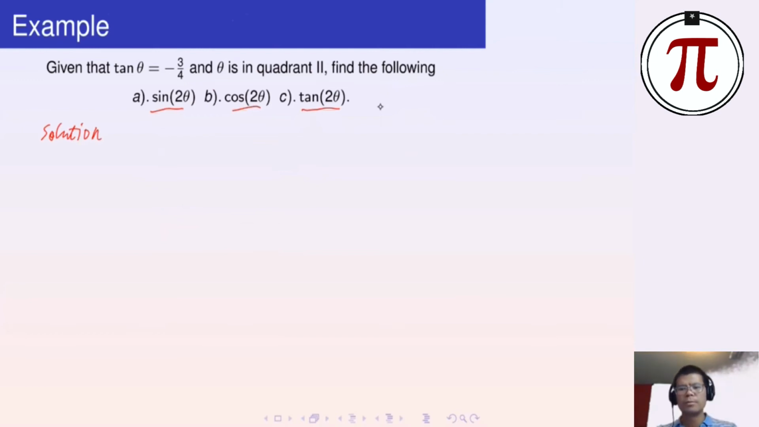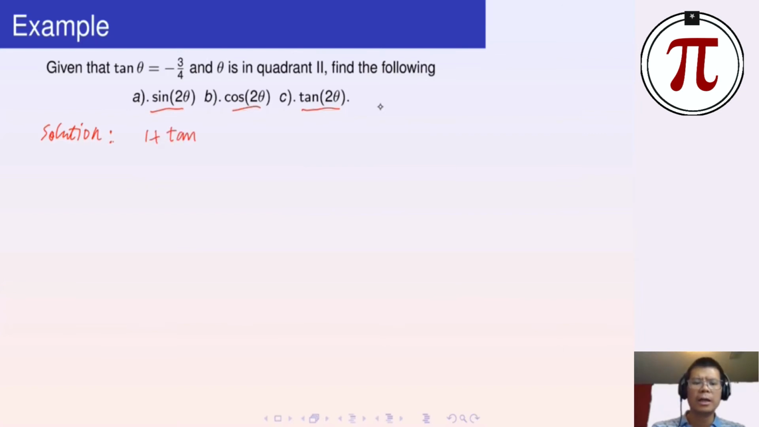Any ideas? Well, there are several ways to do so. All right, this one is given tangent, right? Now, given tangent, you can use alternative forms of the Pythagorean identity. Anybody remember the very important alternative forms of the Pythagorean identity?